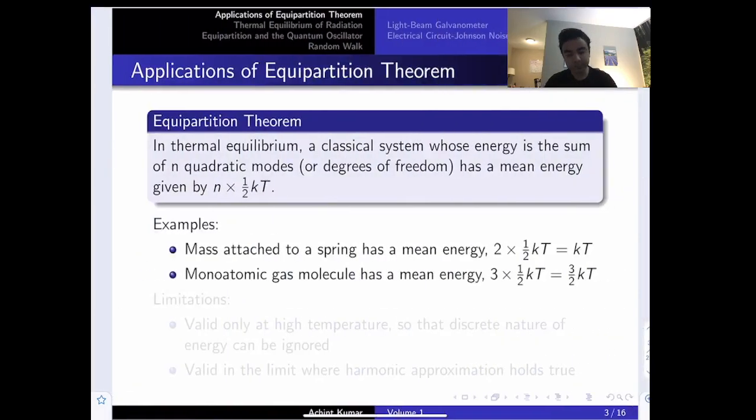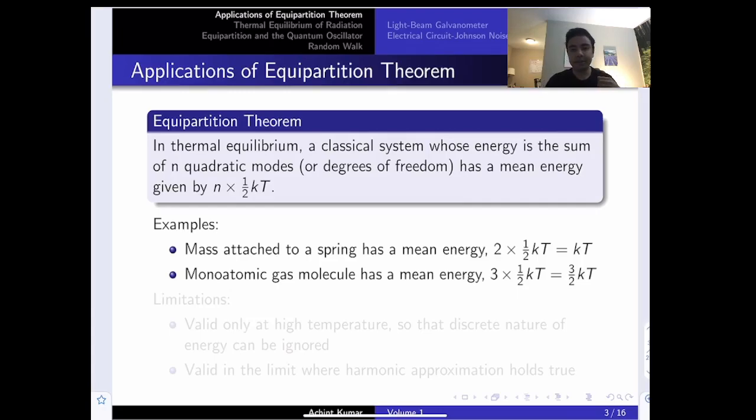theory. Okay, so first I'd like to remind you what equipartition theorem is. It says that in thermal equilibrium, a system whose energy is the sum of n quadratic modes or degrees of freedom has a mean energy given by n times half kT.